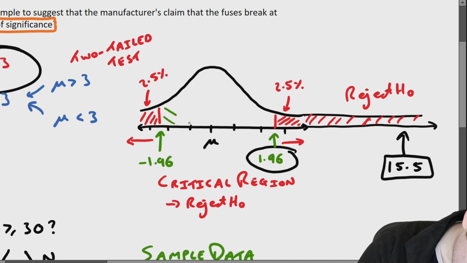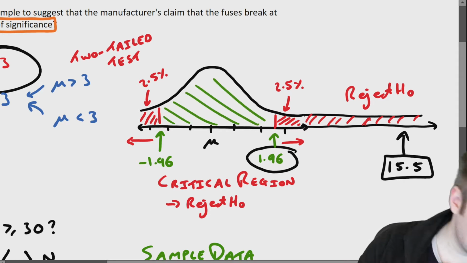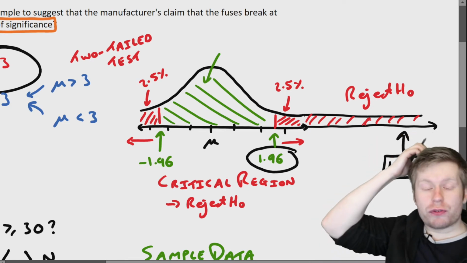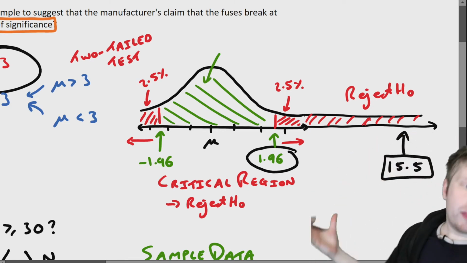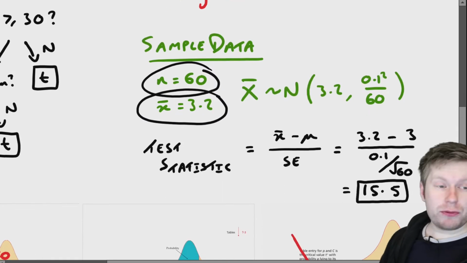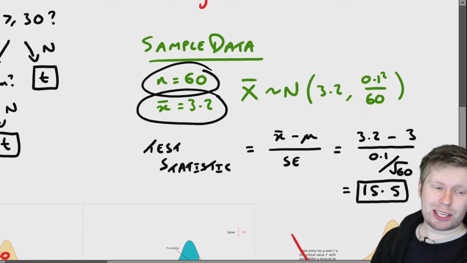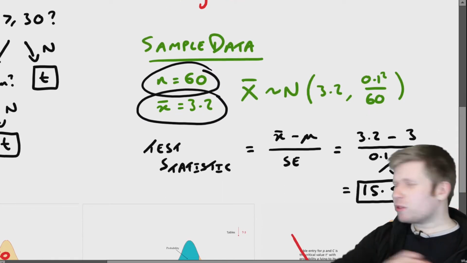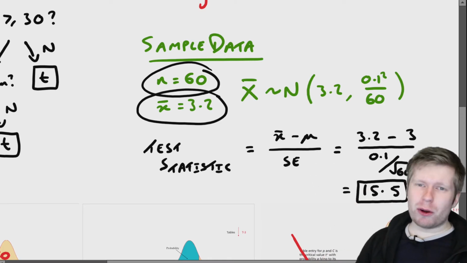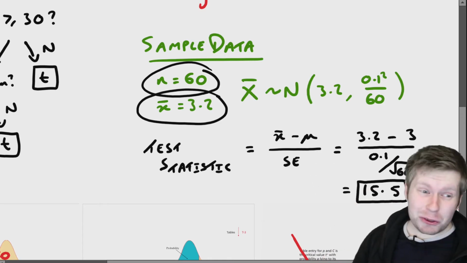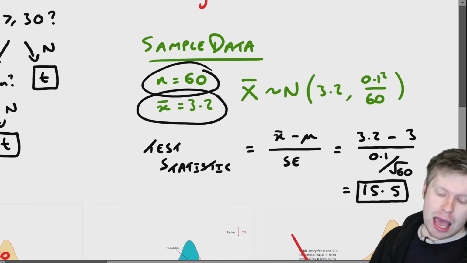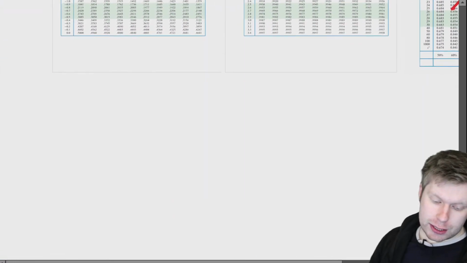So I'm basically saying, look, any values within 1.96 units of standard deviation from the mean are the only values where I have a chance of failing to reject the null hypothesis. Well, in this case, I end up with sample data that lies 15.5 units of standard deviation from the hypothesized mean. That's way beyond the critical value of 1.96. Therefore, I reject the null hypothesis.